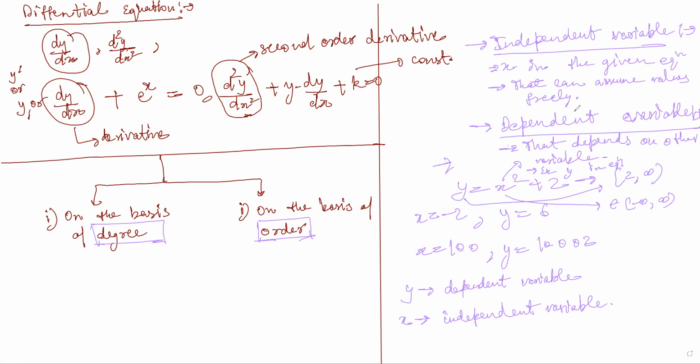So in those cases, your equation could be x is equal to y square plus 2. See, now x is dependent and y is independent. We can choose any variable to be dependent or independent, but in most cases in your book, x will always be independent and y will be dependent, right? So what we are talking about here is on the basis of order. Order is how many times you have differentiated your dependent variable with respect to the independent variable.